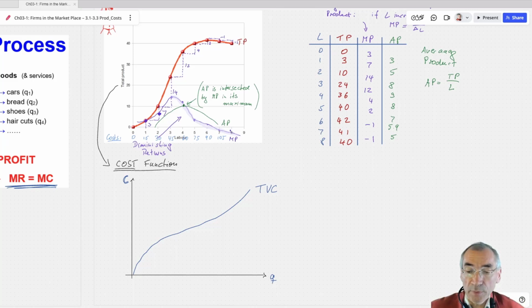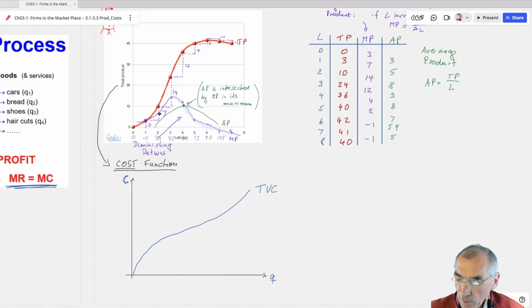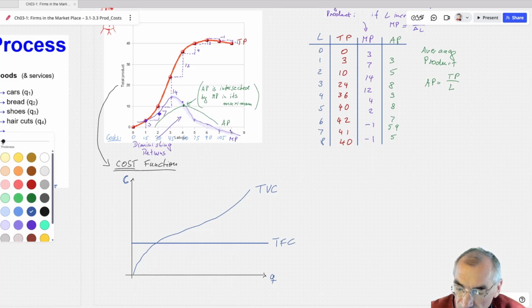We already had in the presentation the distinction between variable costs and fixed costs, which together make the total costs. Let's briefly go back to our presentation. The next slide is, in fact, costs in the short run. Variable costs vary with the level of output. Fixed costs are constant. So total costs are fixed costs plus variable costs. Fixed costs are constant for all levels of output, which means that my fixed costs are typically a horizontal line. And my total costs now are total variable costs plus total fixed costs.